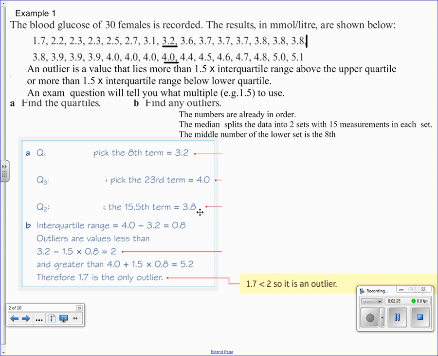Working it out, looking at the bottom, outliers would be lower than lower quartile minus 1.5 times the interquartile range. Any numbers lower than 2. There is an outlier. 1.7 is lower than 2. The upper ones, 4 plus 1.5 times the interquartile range, 5.2. There weren't any values that were higher than 5.2.